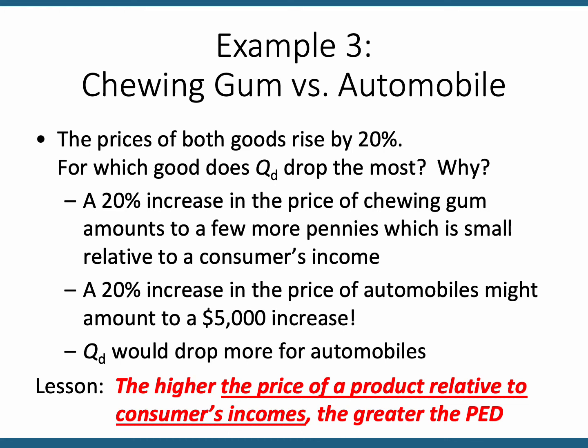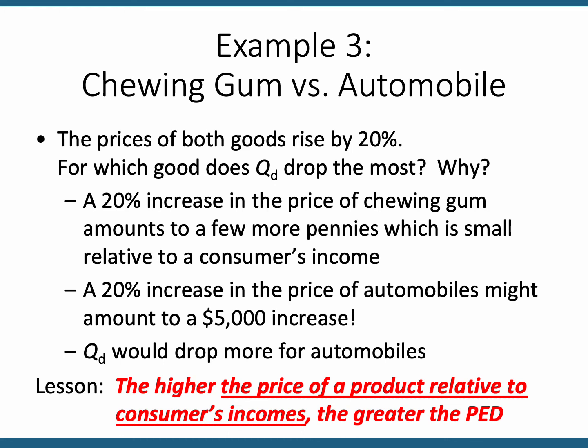Which of these two would buyers have a bigger reaction to when the price changes? Which of these two would have the larger price elasticity? Insulin or Caribbean cruises? If the price of insulin were to double, if the price of Caribbean cruises were to double, which of the two would get a bigger reaction out of buyers?